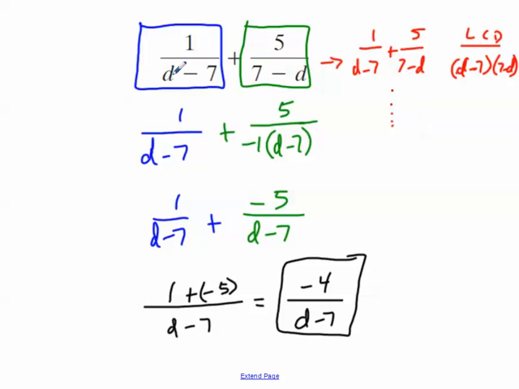So if we see something like this, where we've got a d minus 7 and a 7 minus d, essentially they're just opposites. We have to remember that d minus 7 can stay the same, and 7 minus d becomes negative 1 times d minus 7, and then we're home free. Alright, that's the easy way around, the shortcut.